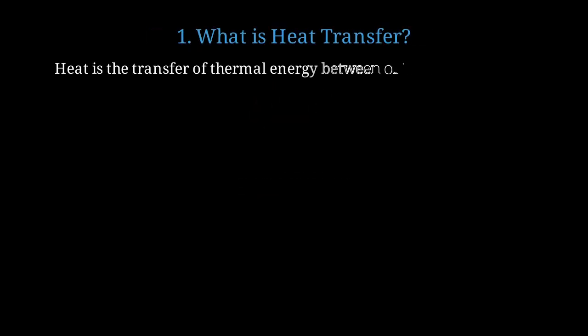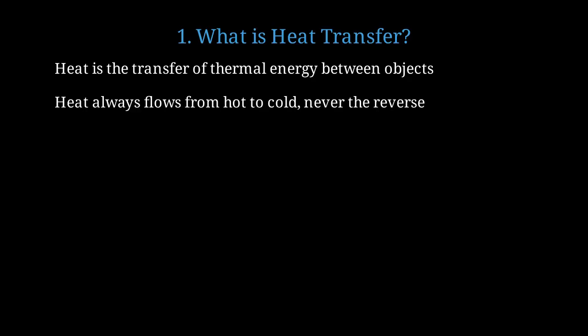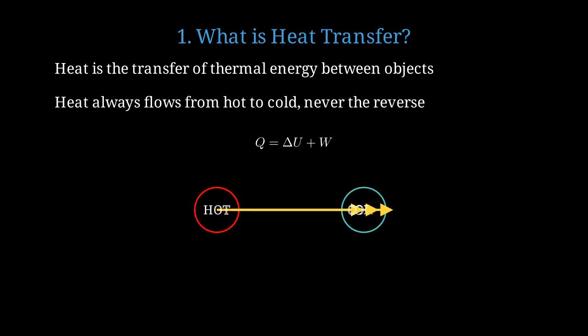Heat is the transfer of thermal energy from a hotter object to a cooler object until they reach the same temperature. A fundamental principle is that heat always flows from hot to cold, never in reverse, without external work. The first law of thermodynamics tells us that heat equals change in internal energy plus work done. Heat flows from the hot object to the cold object, driven by the temperature difference between them.